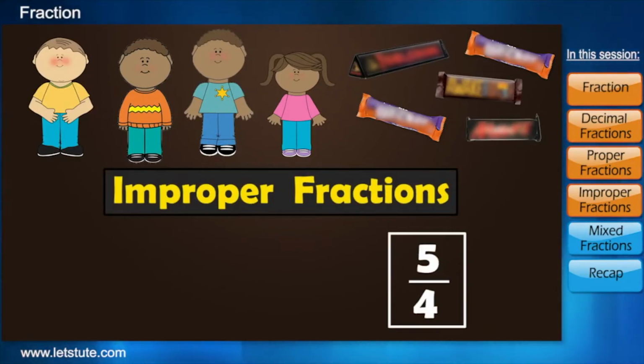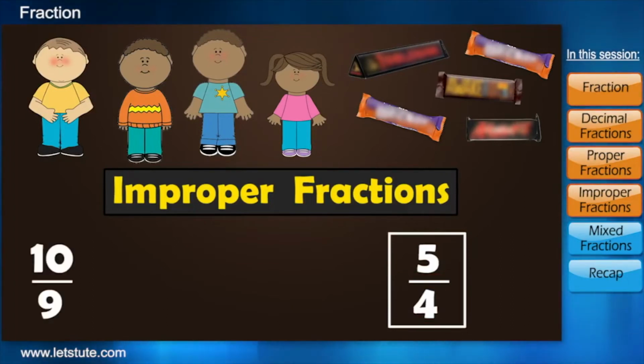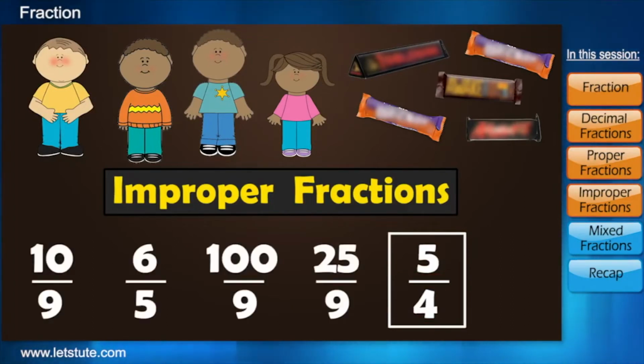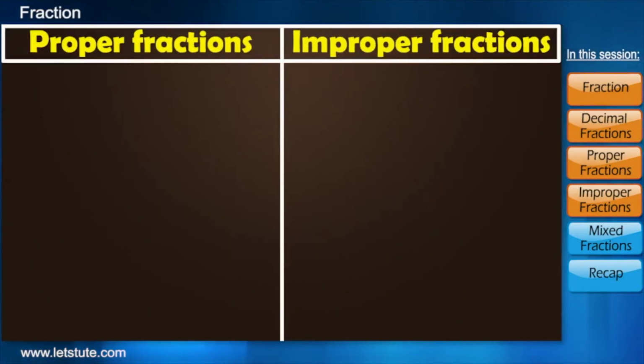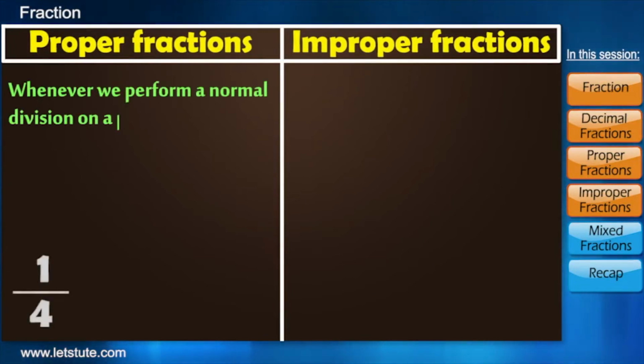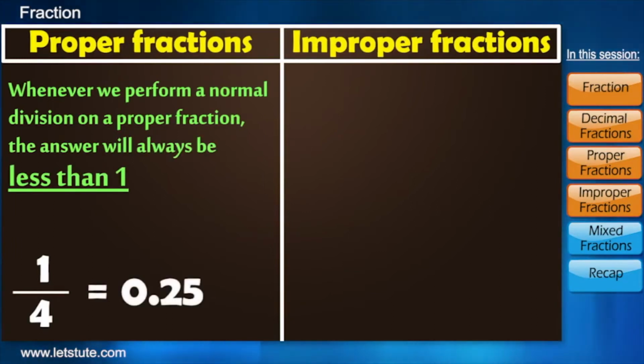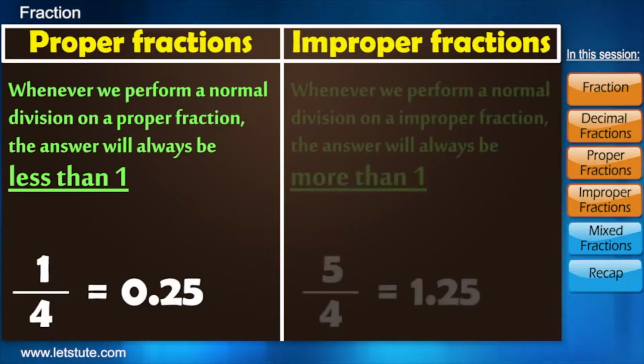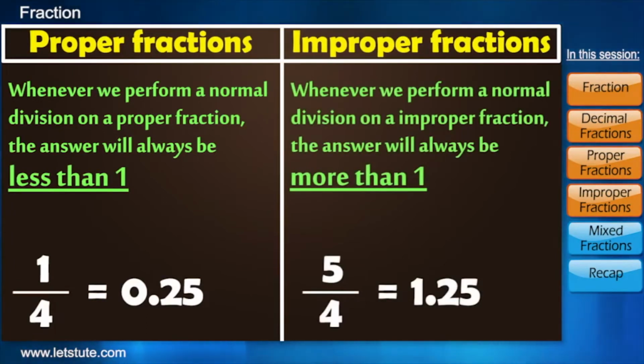Improper fractions are the fractions where the numerator is bigger than the denominator, like 10 by 9 or 6 by 5. Do not confuse yourself between proper and improper fractions. Whenever we perform a normal division on a proper fraction, the answer will always be less than 1. And with improper fractions, it will always be more than 1. Less than 1 is proper and more than 1 is improper. Are we good till here?